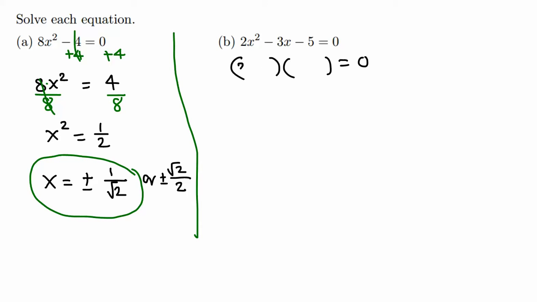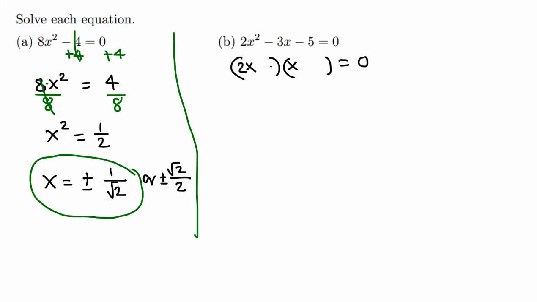2x squared factors as 2x times x. Now we have to get 5. So 5 means 5 times 1, or 1 times 5. Let's say 5 is 1 times 5 and check. 2x times 5 is 10x, and 1x, so 10x and 1x will be just 9x, because we have to get negative 5, so one of them will be negative, so it's 9x. So this is not good, so 1, 5 is not going to work.